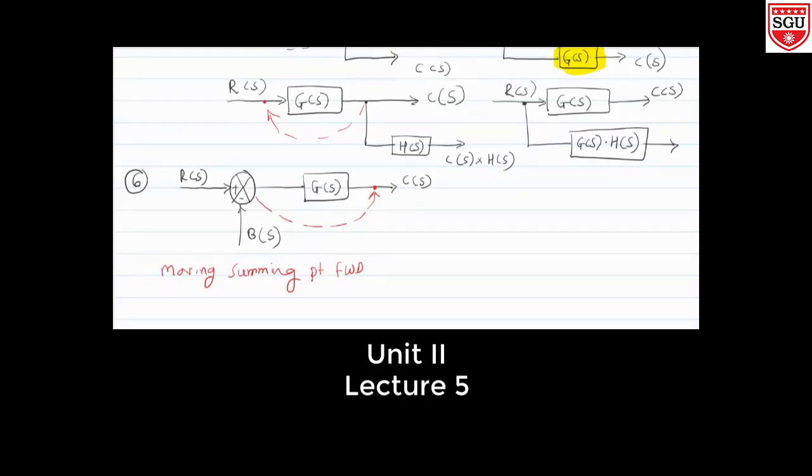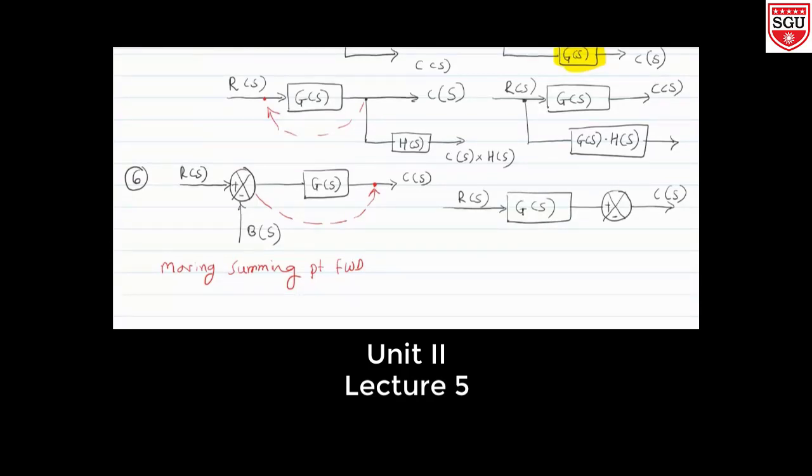Any guess what we have to do in this case? Our answer should be here, R of S. The functional block will be there after R of S, that is G of S. And after that, I want the summing point, so that you should get the same C of S as output. So what should we consider while moving this summing point?